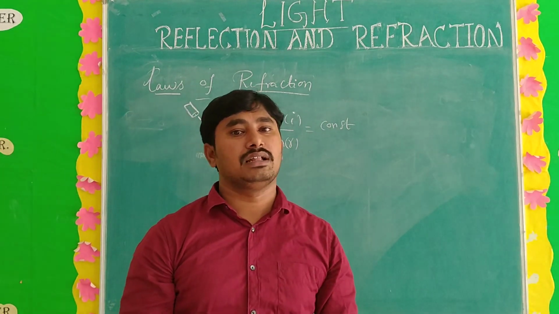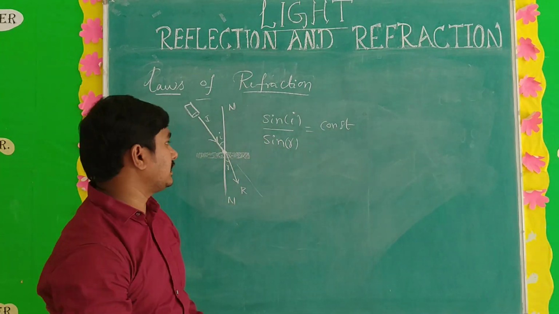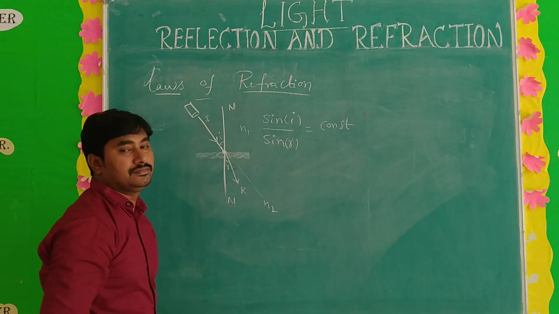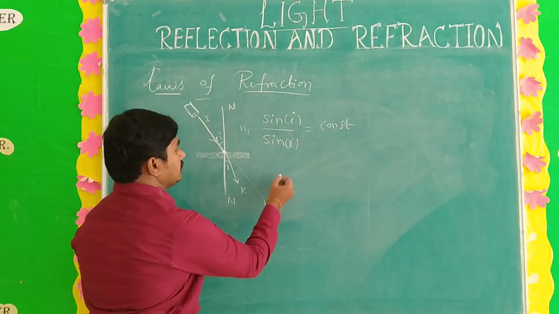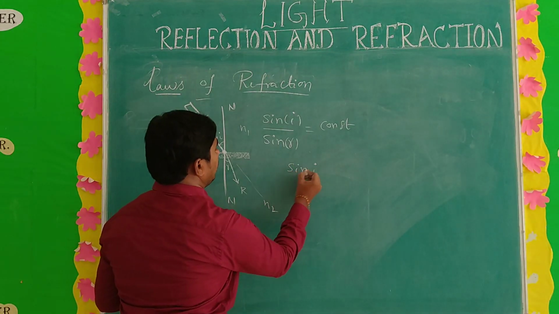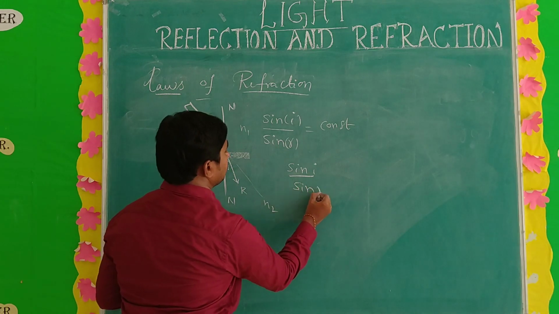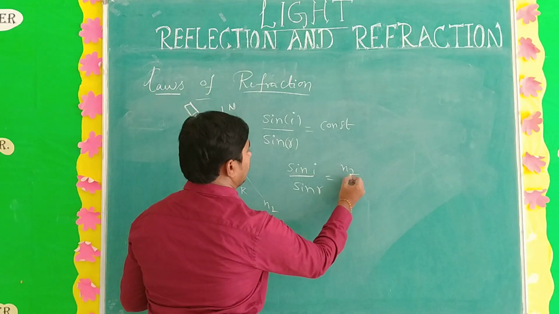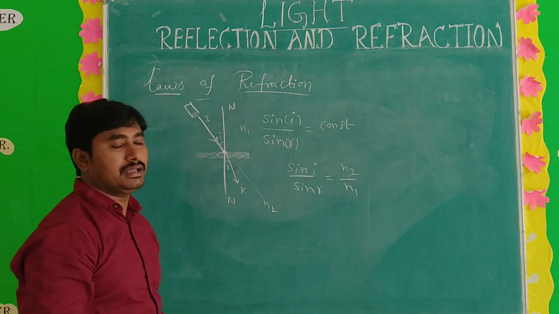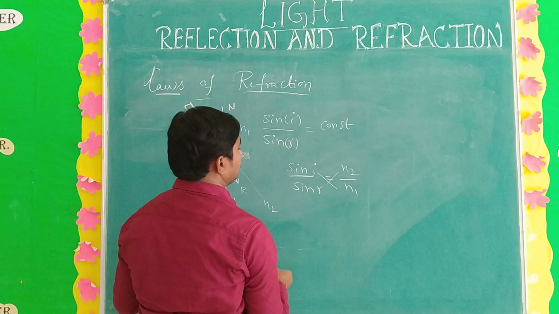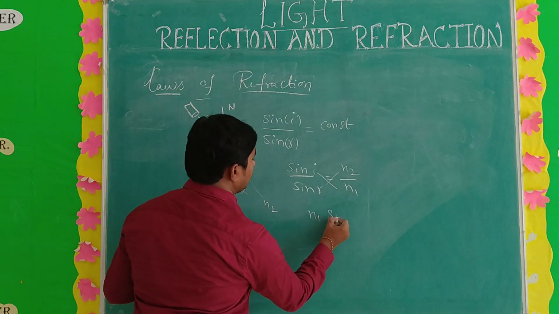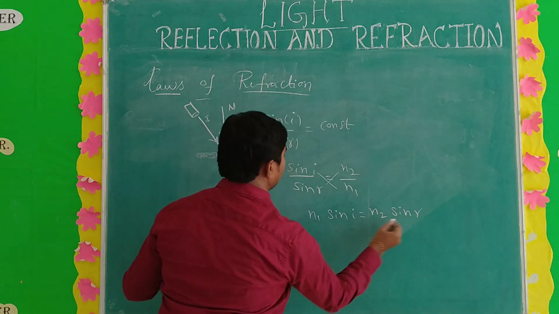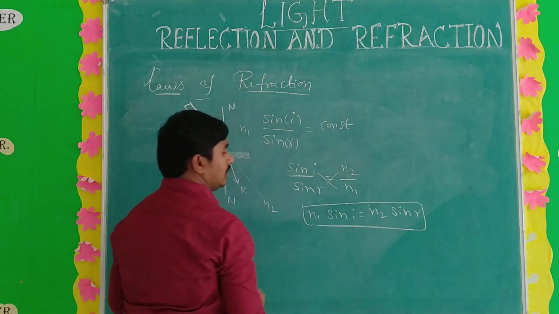In case the refractive indexes are given, for example, this one has refractive index n1 and this one has refractive index n2, then how do we write Snell's law? This time we have to take the reciprocal, so sin i by sin r is equal to n2 by n1. Do the cross multiplication, which means n1 sin i is equal to n2 sin r. So this is Snell's law.